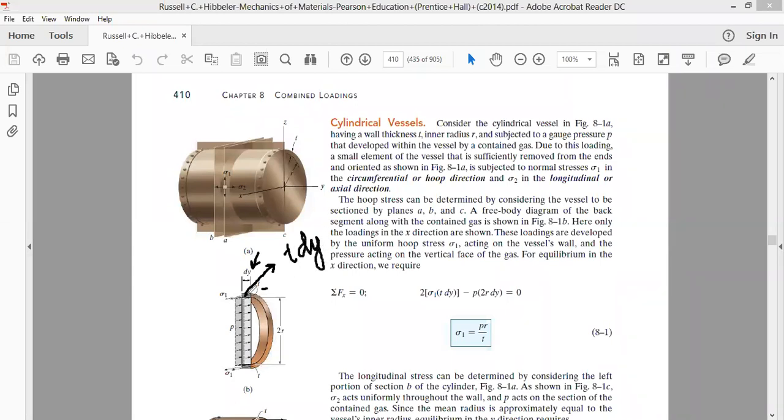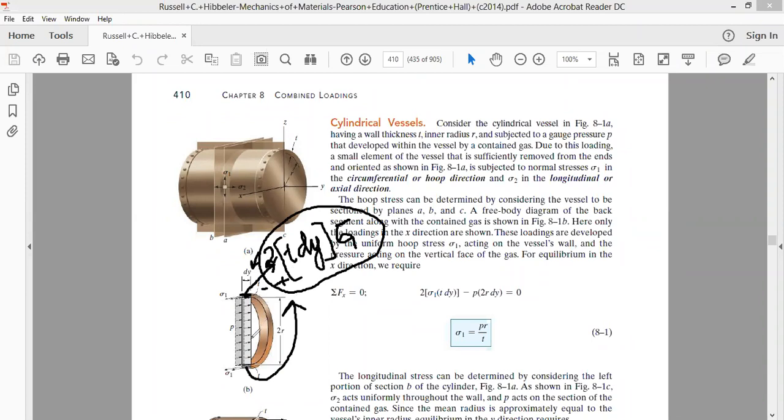Now, on this area, we have stress sigma 1. Therefore, the force in the direction of the x-axis will be area multiplied by sigma 1. This force is not only at this cross-section, it is also at this cross-section. Therefore, the total force along the x-axis will be 2 times t dy into sigma 1. This is the total force created by the hoop stress along the x-axis, along positive x-axis, therefore we write this as plus.